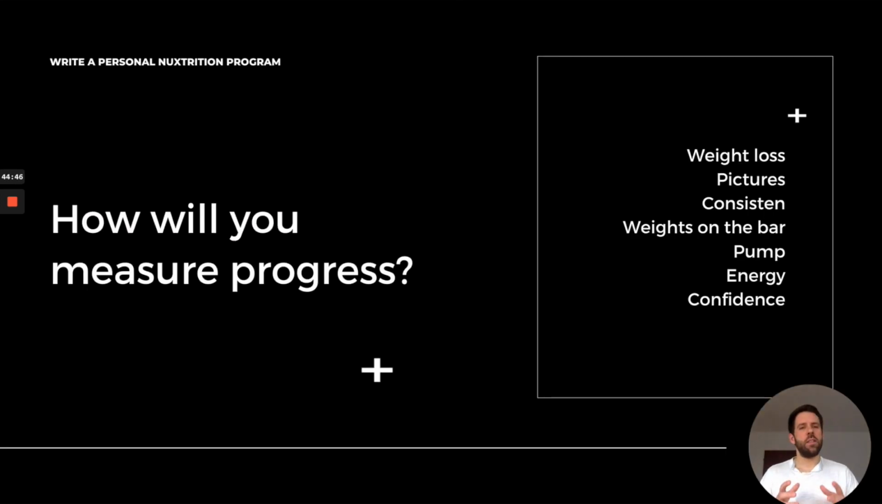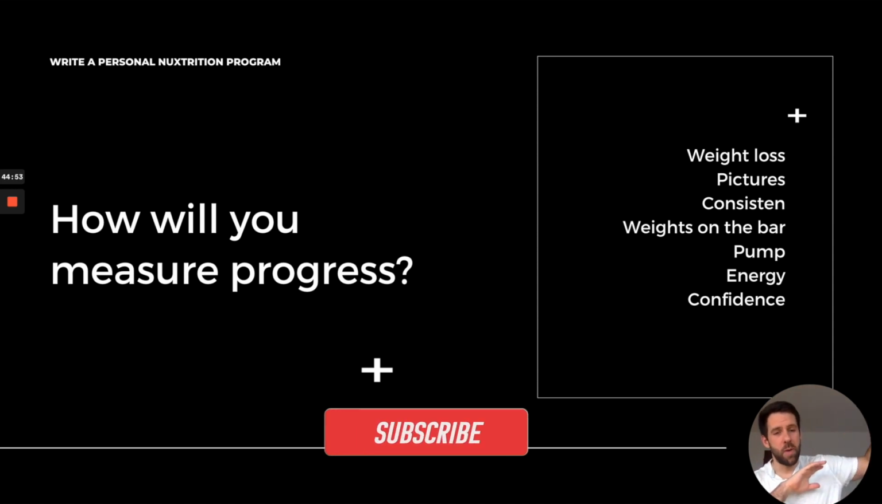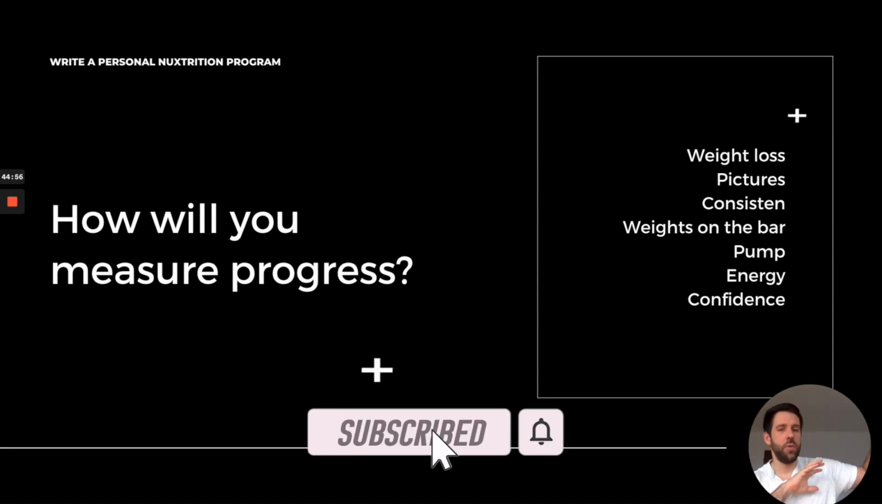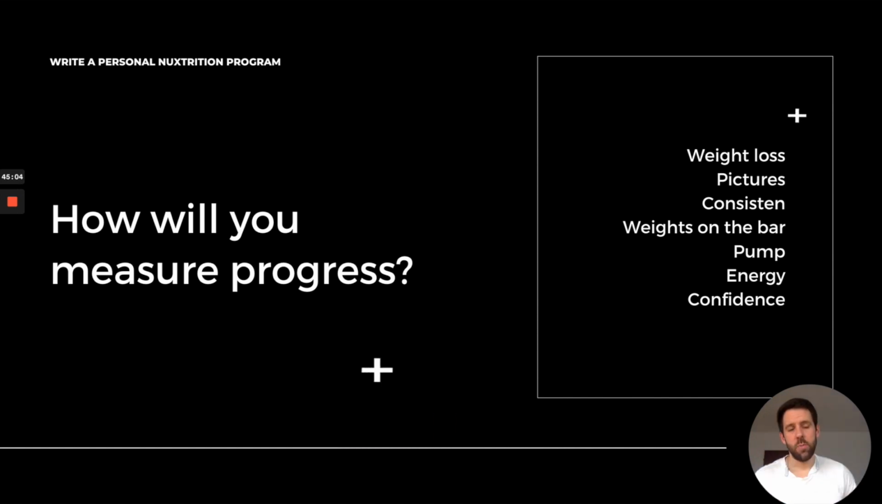It's understanding how will you measure progress. And of course, how you will measure progress is determined by your goal and how you want to view progress. So some common ways of measuring progress: you measure weight loss or weight gain, pictures, consistency, weights on the bar, how pumped they feel, the energy, the confidence they have gained. So you have your overall goal and your overall approach. Now you're making it more specific for the first 3 steps.